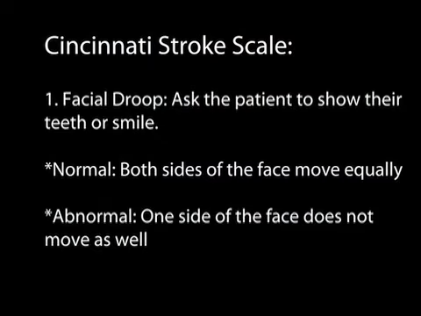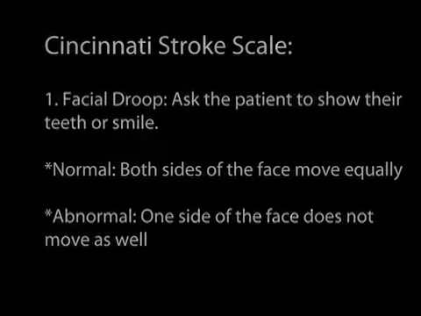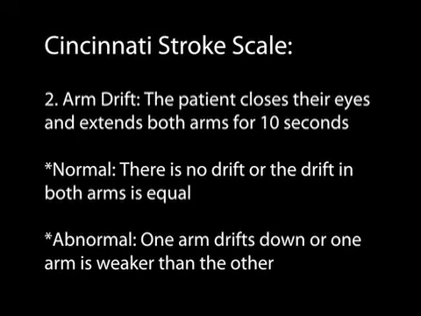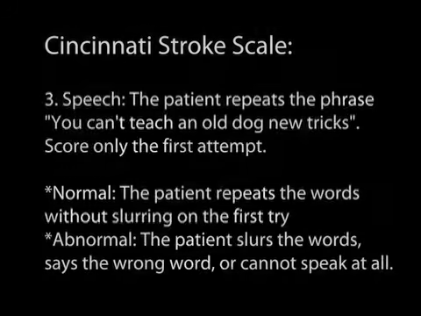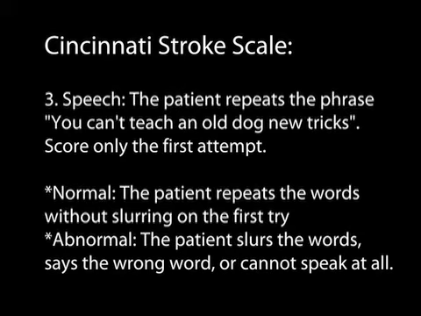Just to review, the Cincinnati Stroke Scale has 3 elements, the first being facial droop, by asking the patient to show their teeth or smile. The second element is arm drift, evaluated by asking the patient to close their eyes and extend their arms for 10 seconds. The third element is speech. This is evaluated by asking the patient to repeat a phrase, such as, "You can't teach an old dog new tricks," and scoring only the first attempt.